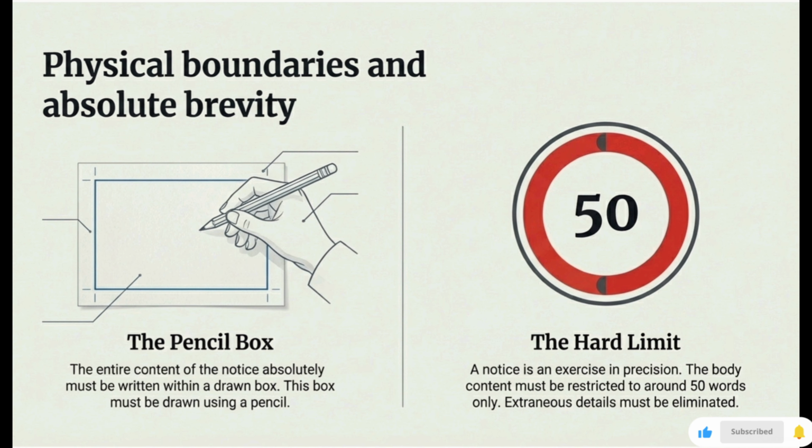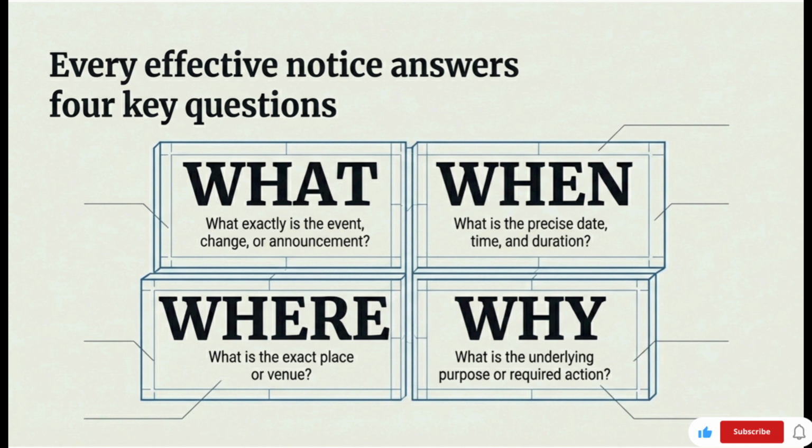The 4 key questions. Every good notice answers 4 essential questions. What? What is the event or announcement? When? What is the date and time? Where? Where will the event take place? Why or instructions? What is the purpose and what should people do? If these 4 questions are clearly answered, the notice becomes complete and effective.